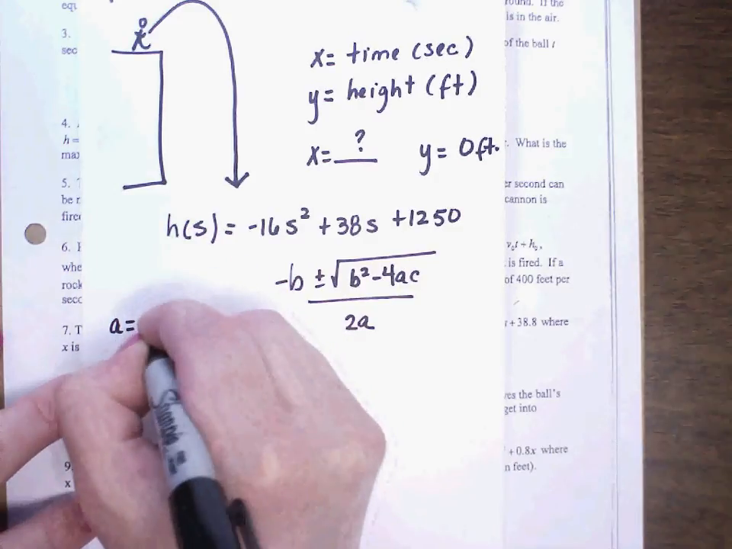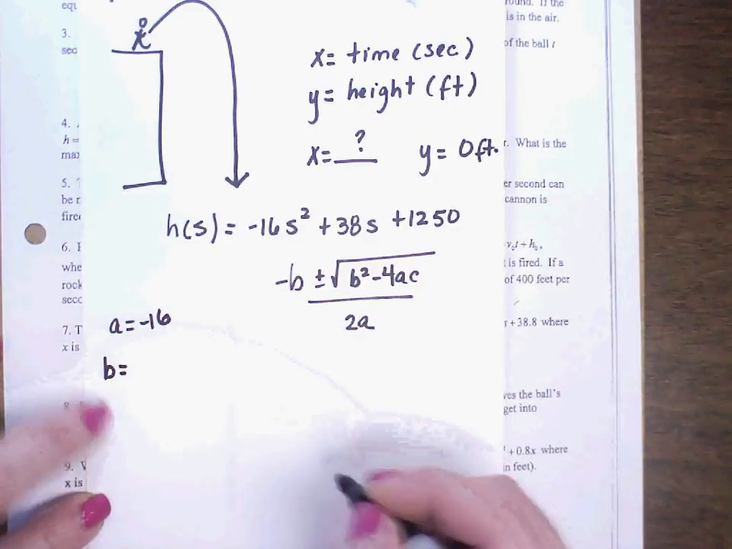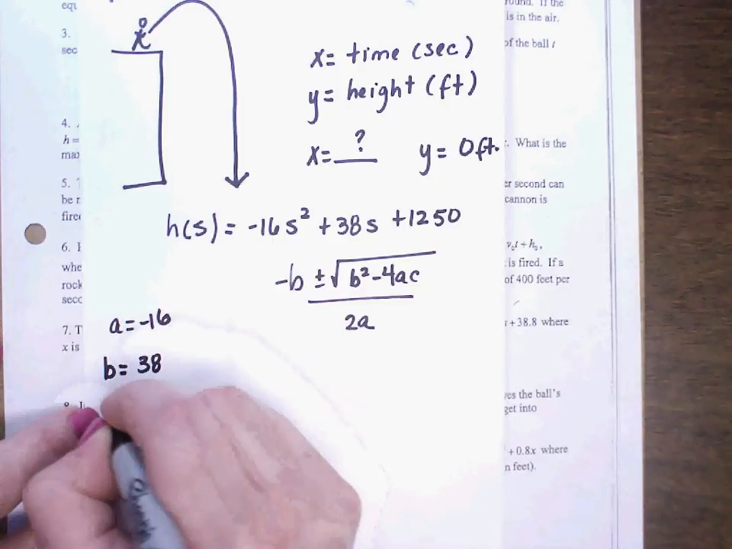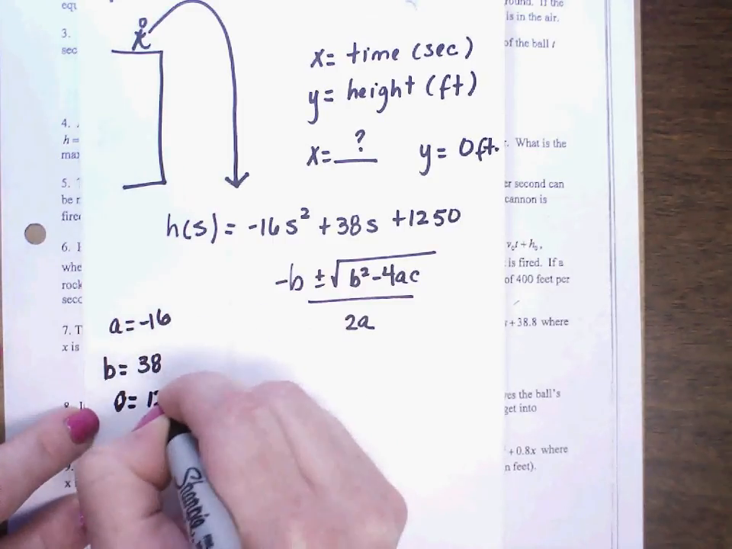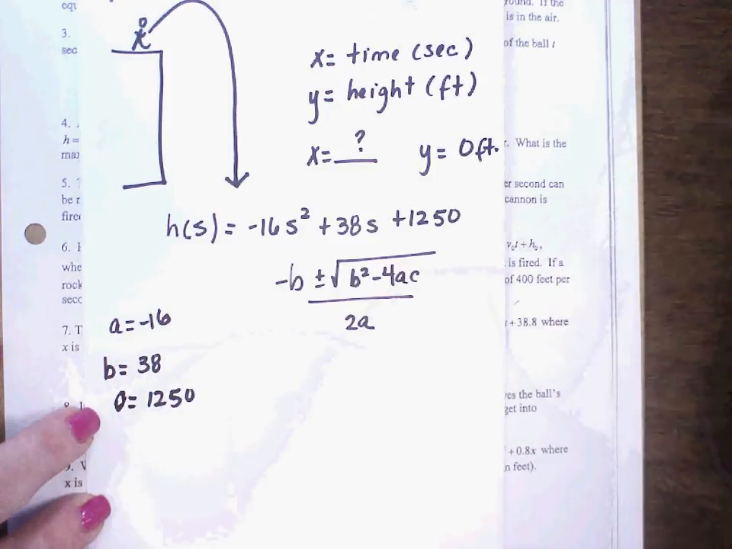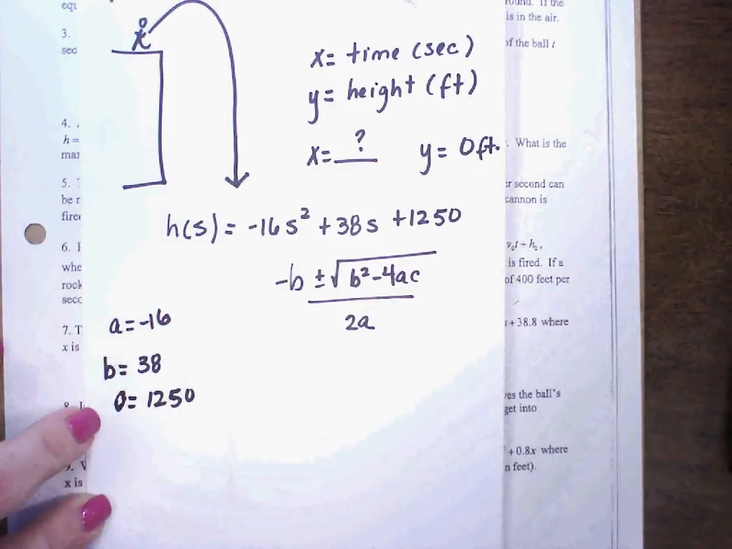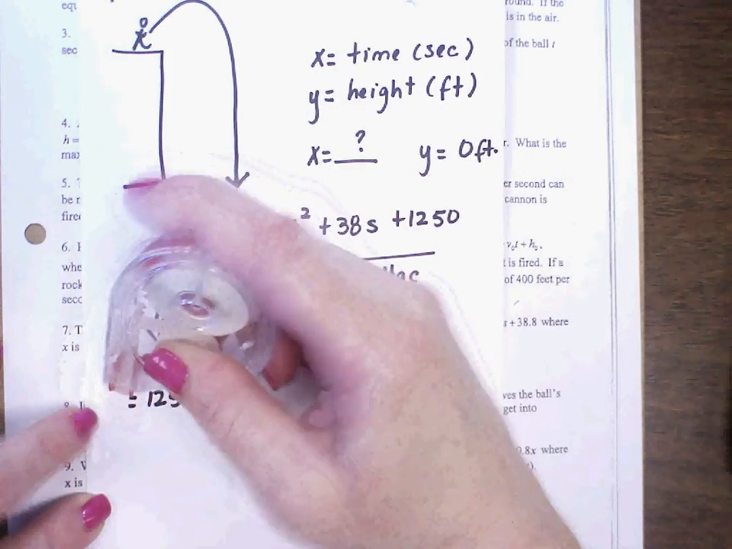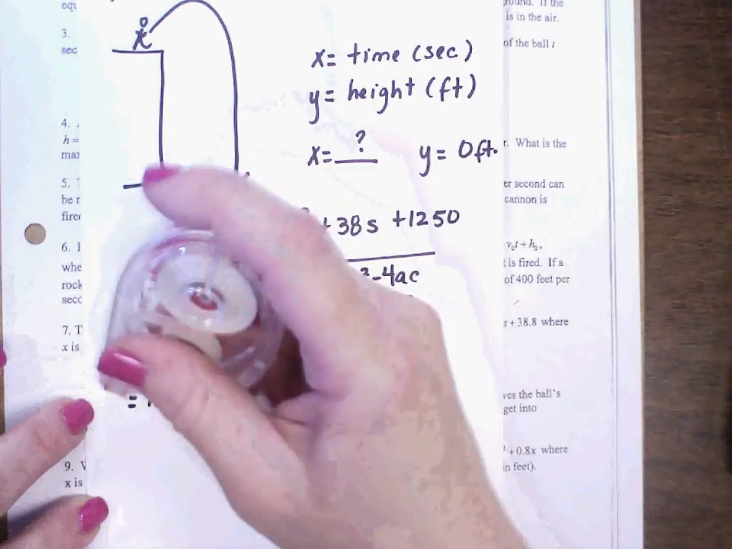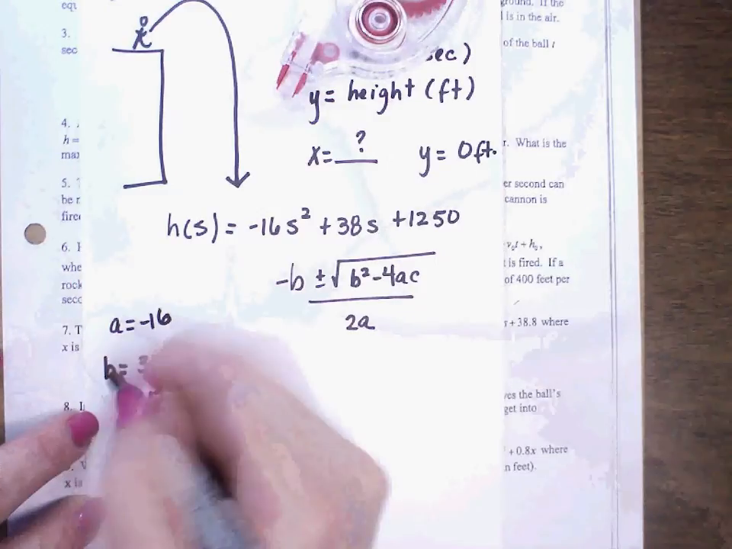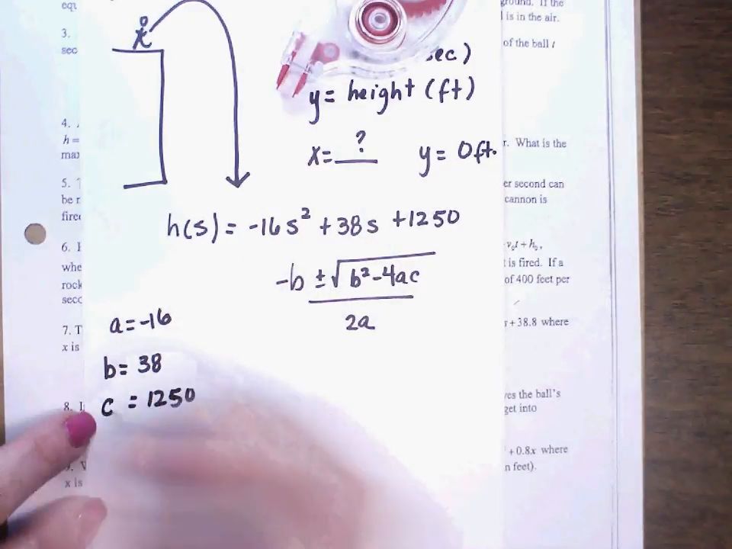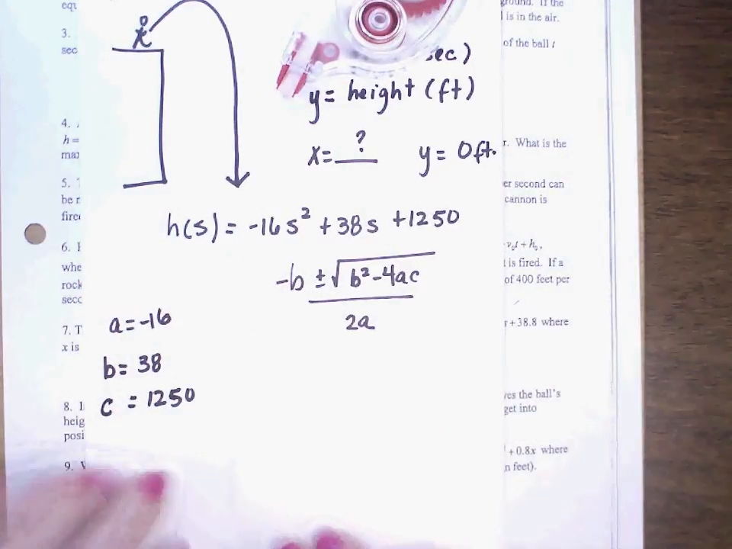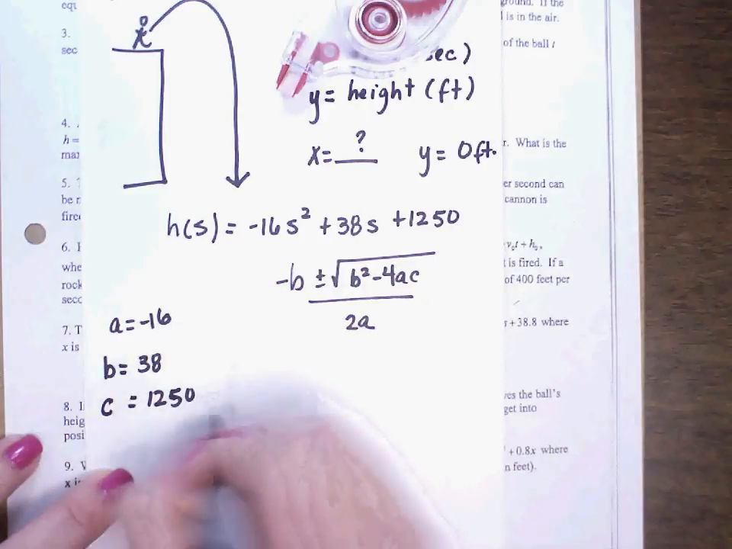All right. A is my quadratic term. What is it? Negative 16. B is my linear term. And then C is my y-intercept. 1250. That doesn't look like a C. All right, so let's go ahead and plug in. Or substitute, I should say.